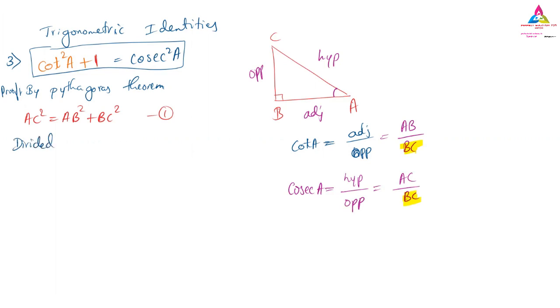what? Divide equation 1 by the opposite, BC square. We have divided by BC square, because when you divide, the BC square gets cancelled. So that is the main part. Now we will take AC the whole square divided by BC the whole square. Remember, we are not taking BC, we are taking BC square, that is equal to AB by BC the whole square.